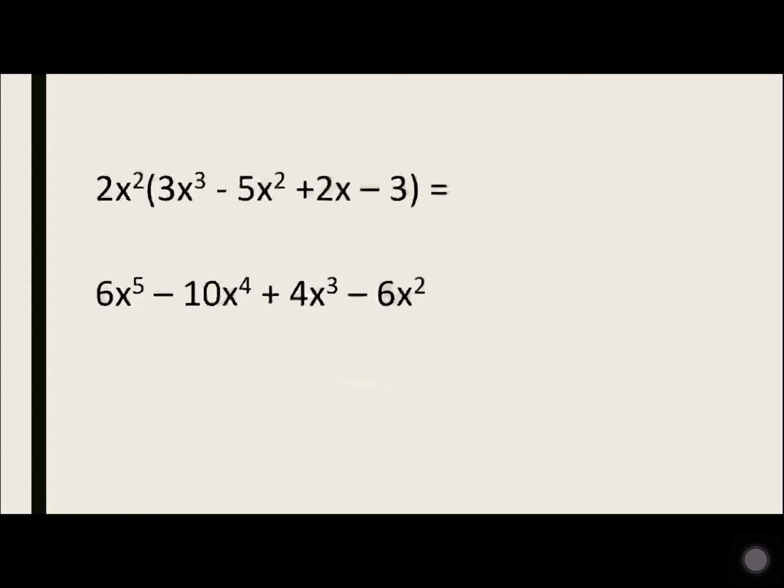Now 2x squared times 2x. 2 times 2 is 4. Now add the exponents. 2 plus the understood 1 would be x cubed. The last one, 2x squared times negative 3 would be negative 6x squared.